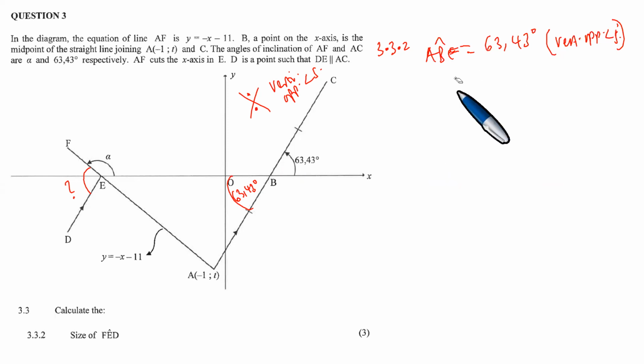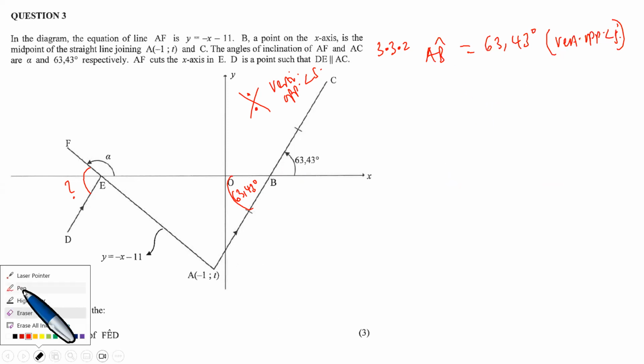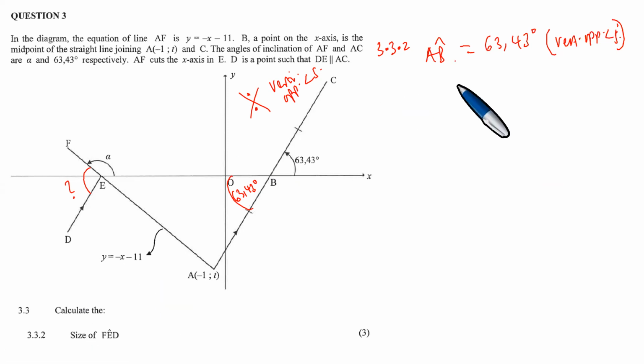Okay, there's something that you need to note. So we continue to look at the next one. This is actually ABE like that. The next thing is we want to find the size of the angle E2. What is the size of the angle E2 there?